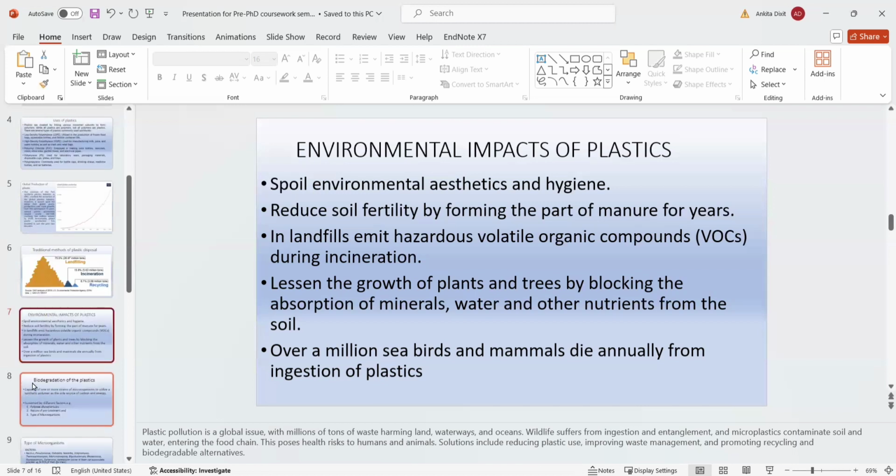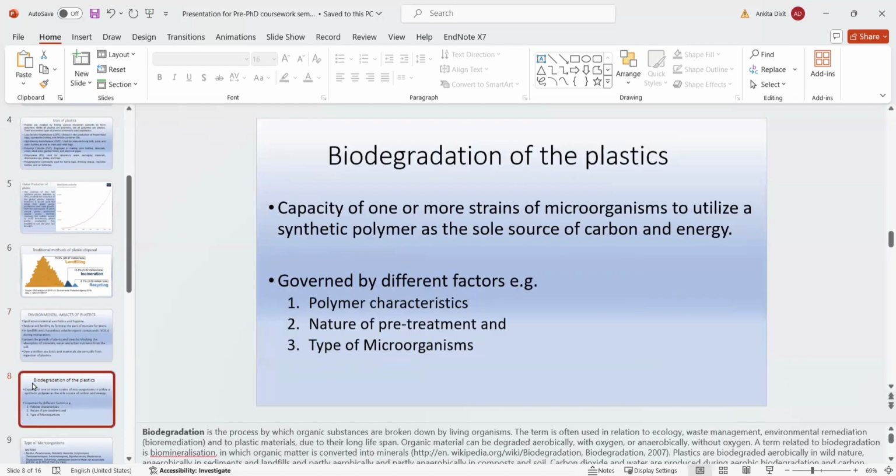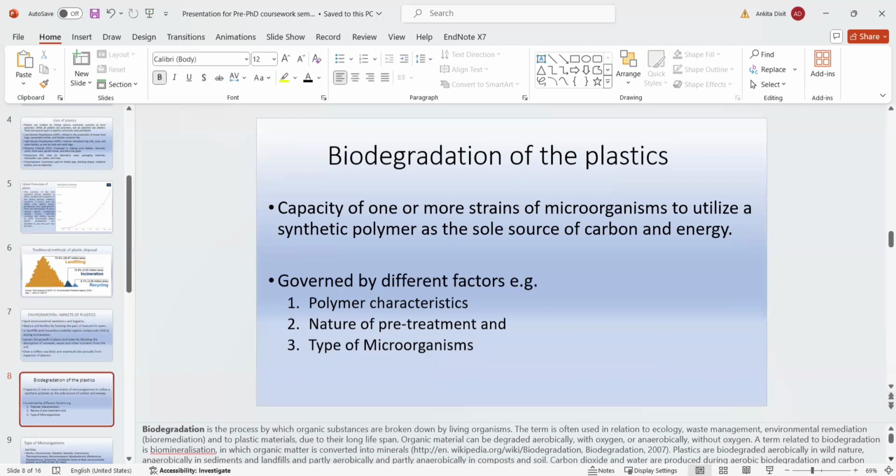As we are microbiologists, we will go for the biodegradation of plastic using microorganisms. So what is biodegradation? It is the process by which organic substances are broken down by living organisms. The term is often used in relation to ecology, waste management, and environmental remediation, that is bioremediation, and to plastic materials due to their long lifespan. Organic material can be degraded aerobically with oxygen and anaerobically without oxygen. The term biodegradation is related to biomineralization, in which organic matter is converted into minerals.